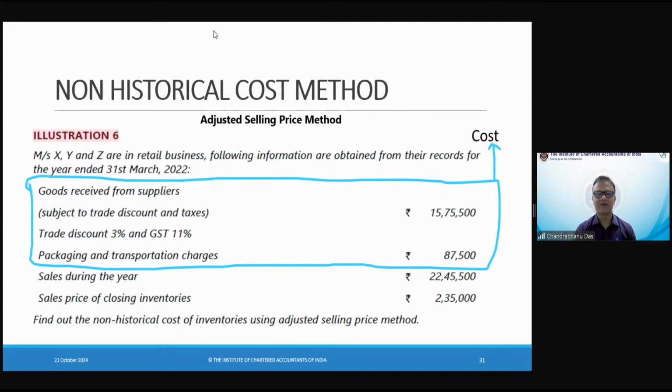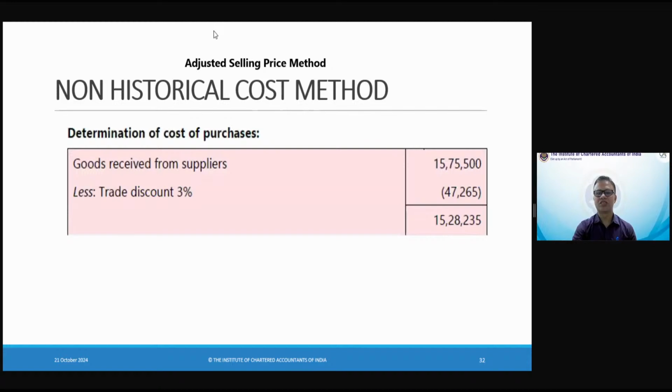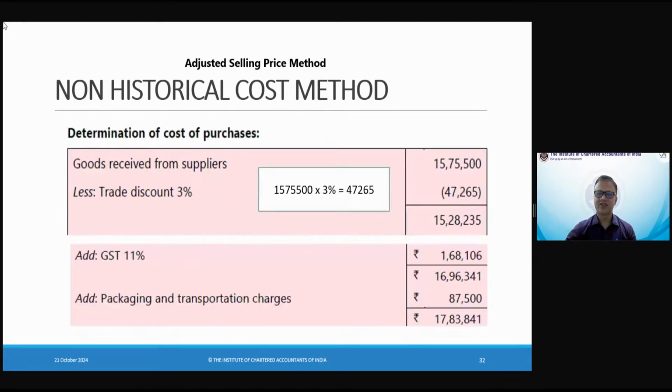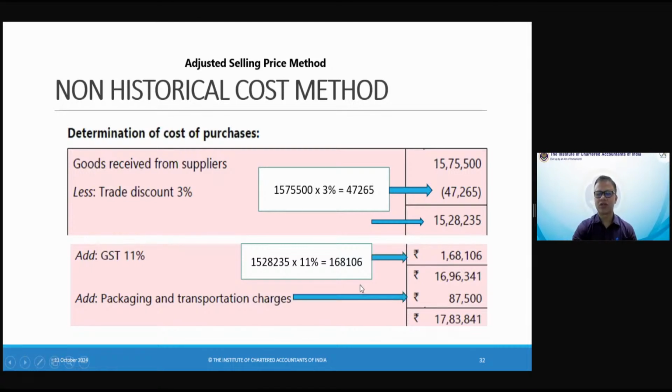For that reason, we first have to find the gross margin. You have got the cost, and you have got the sales during the year. Now, let us calculate the gross margin. Goods received is given as 15,75,000 less the trade discount. Now this trade discount, how did we get it? We already subtracted 3%, 47,265, and then we have GST. You added the GST, 15,2825 into 11%. So this gives me the total goods 69,6341. We add the packing and transportation charges, and we get 17,83,841 as the total cost.